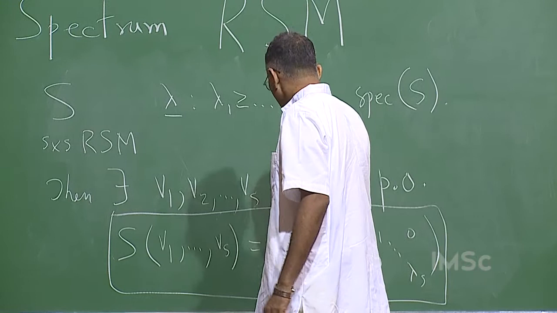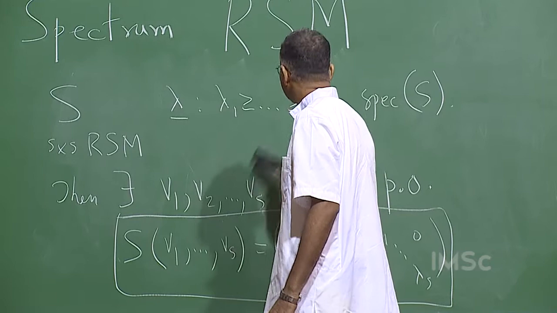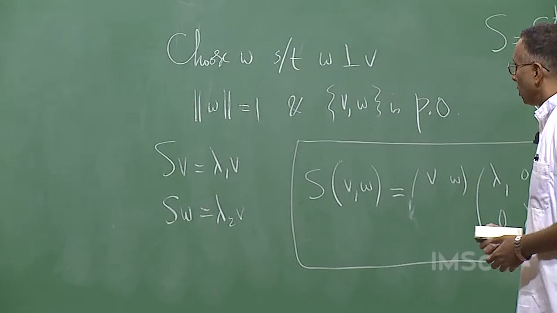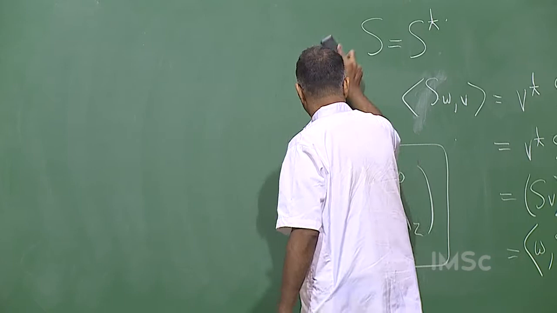Moreover, you can take them to be positively oriented, such that V1 is an eigenvector for value lambda 1, dot, dot, dot, Vs is an eigenvector for value lambda S. That's what we have said. Okay, good. So we have learned something already. But this is standard. That is in textbooks. So I want to move towards something that is also well known, but maybe not so standard.